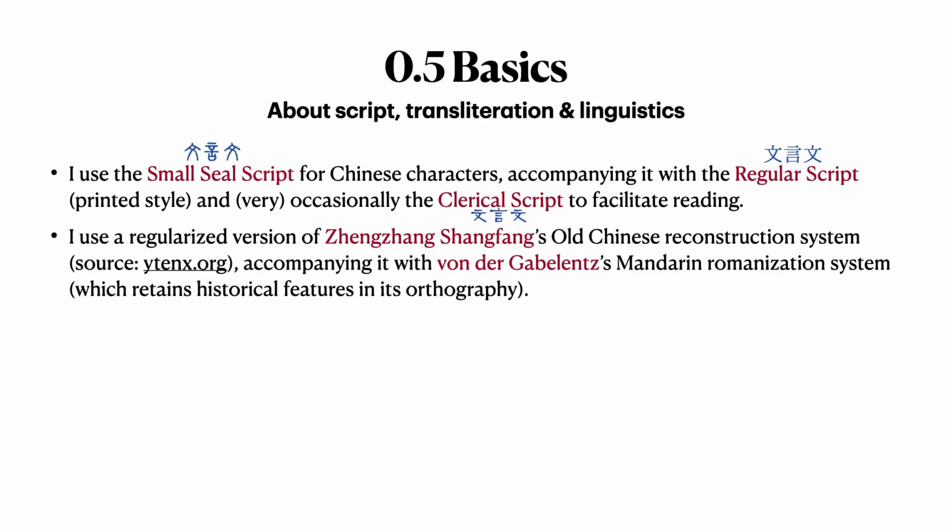As for the transliteration, I will mainly use a regularized version of the old Chinese reconstruction system in Zheng Zhang Shangfang's book, the source of which is this website. I will accompany this with the Mandarin romanization system in von der Gabelentz's book because I find this system quite desirable in several aspects. A most important aspect of which is that it retains the historical features in its orthography, including the unreleased final stops.